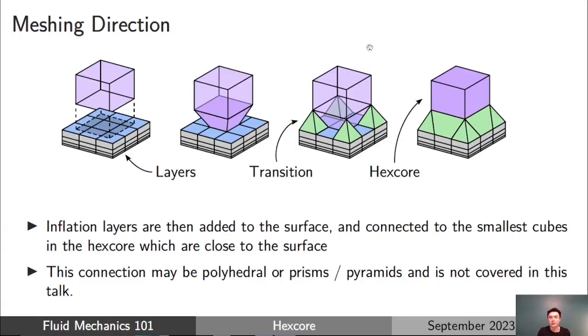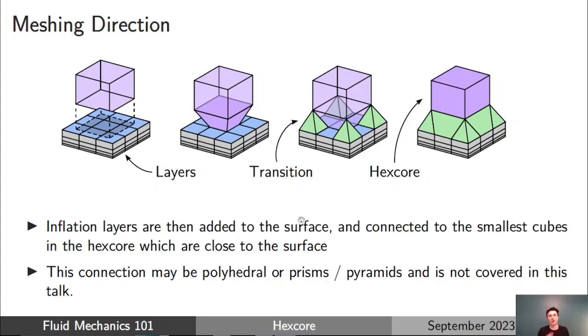And of course the final bit is when the Hexcore is finished dividing up and splitting all the cubes and deleting things out, inflation layers will be added around the surface of the body, and then somehow the mesh generator will transition from the layers out to the Hexcore. And this is partly why we want those cubes to be as close as possible to the size of the surface mesh. And I've been through this in my previous video on pyramids and stair stepping. You'll understand why it's important for those cells to have a similar size.